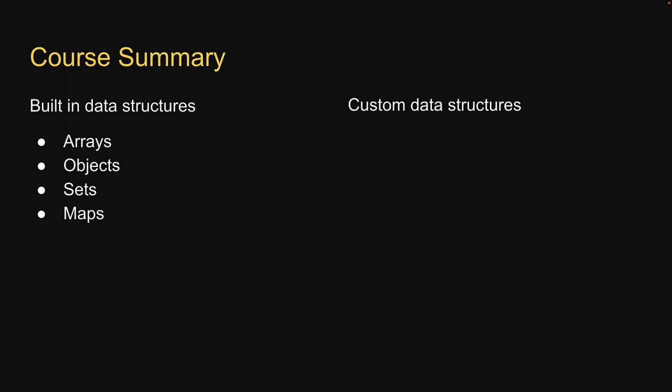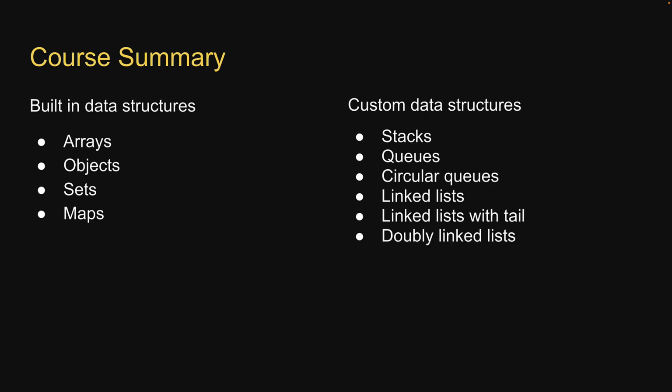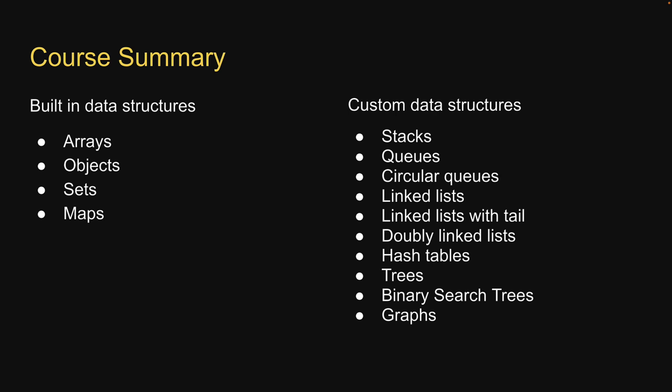Alright, for the final video in this series, I want to recap what we have learned and suggest some further learning topics. In this course, we have learned the built-in data structures in JavaScript like array, object, set, and map. We have also learned custom data structures like stack, queue, circular queue, linked list with tail, doubly linked list, hash table, tree, binary search tree, and finally graph. I hope you now have a fundamental understanding of these data structures in JavaScript.